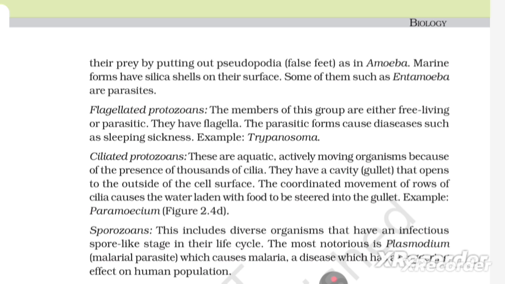Third, ciliated protozoans. These are aquatic, actively moving organisms because of the presence of hundreds of cilia. They have a cavity called the gullet that opens to the outside of the cell surface. The coordinated movement of rows of cilia causes the water laden with food to be steered into the gullet. Example, Paramecium, figure 2.4d.